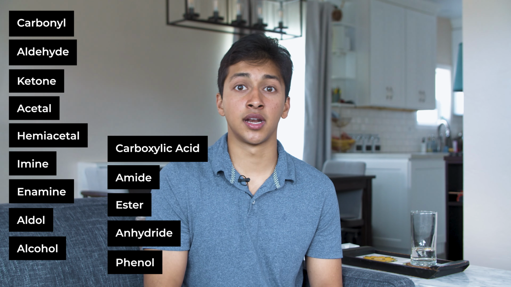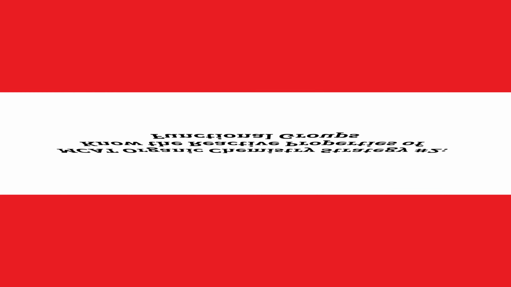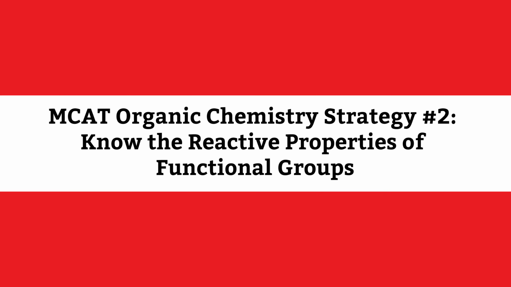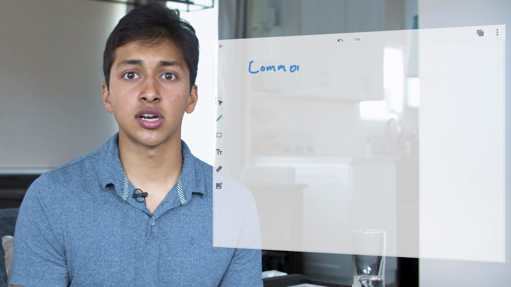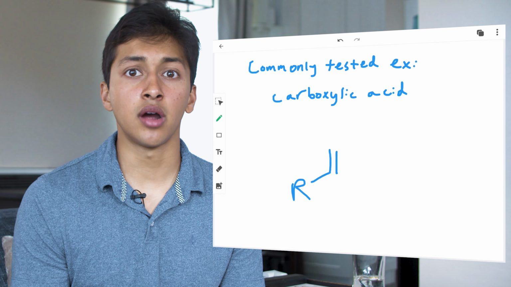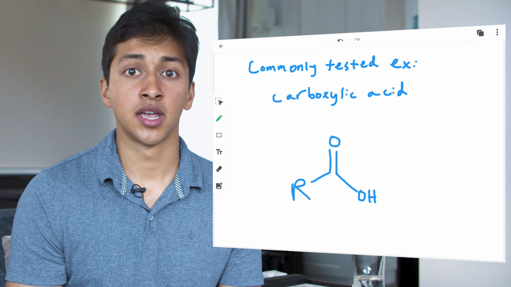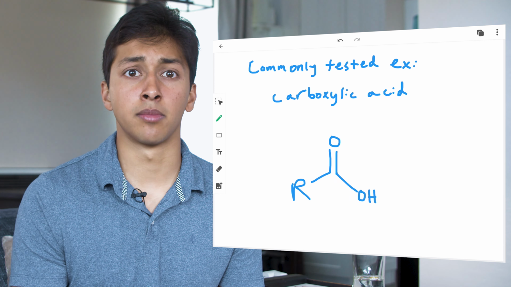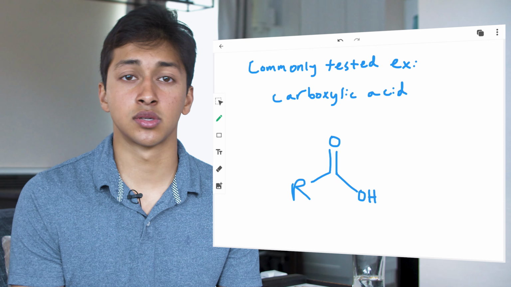If you know the structure, that will help you even more with MCAT Organic Chemistry strategy number 2. Know the properties of functional groups so that you can understand how they will react. Let's look at a commonly tested example, the carboxylic acid functional group. If you draw out the structure of a carboxylic acid, you will notice that there are important parts of the molecule that contribute to how it reacts with other molecules.